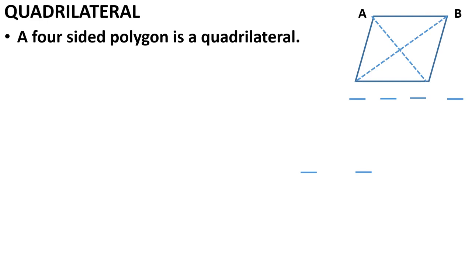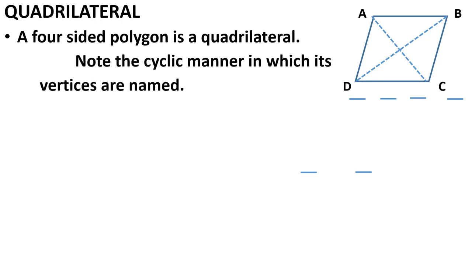Note the cyclic manner in which its vertices are named. See the figure now carefully. Its name is written in a cyclic manner, A, B, C, D, as we move around the cycle. Or we can say in a clockwise or anti-clockwise direction, but not diagonally. In this way we can write down its name.